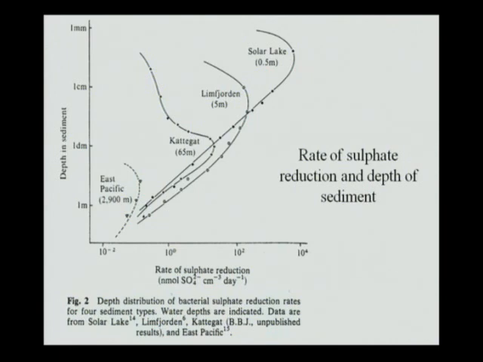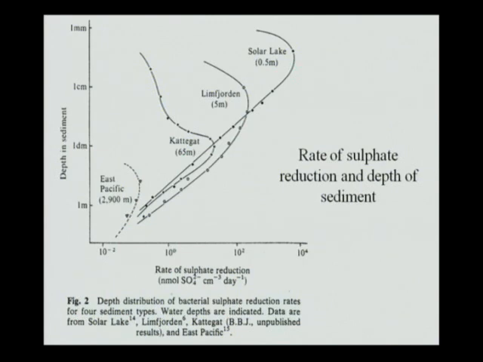Solar Lake, a sediment of 0.5 meters. This is the concentration, and the concentration decreases very rapidly. Here, the sulfate reduction is very fast.